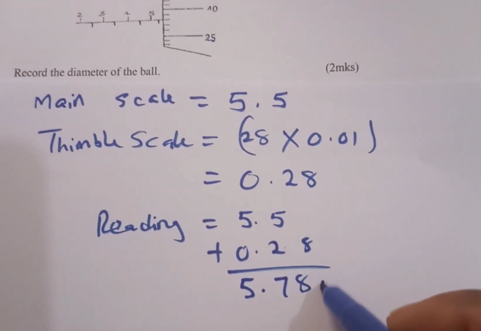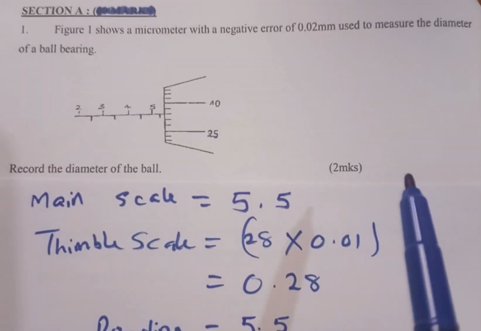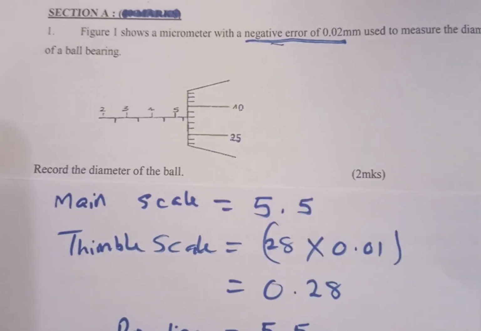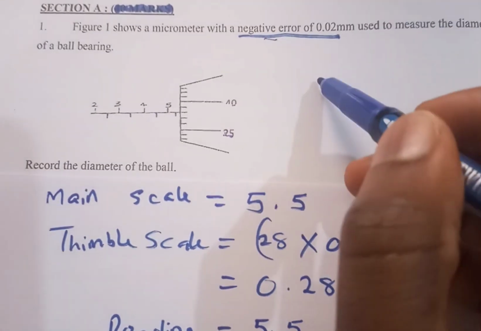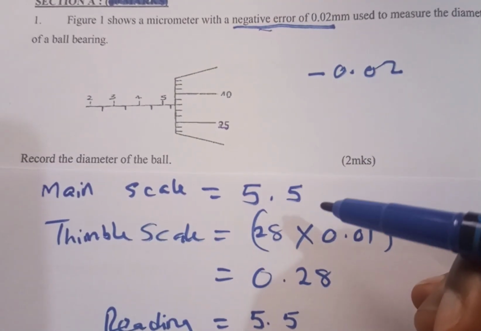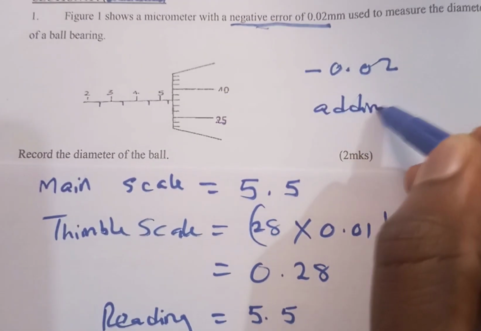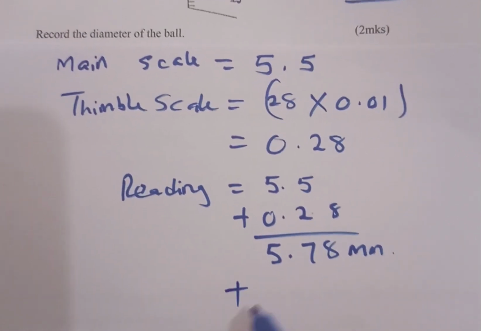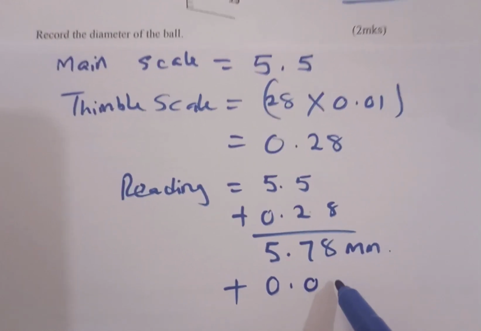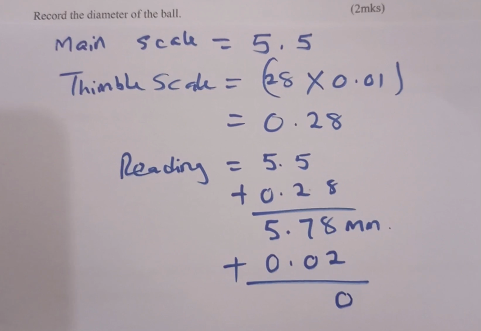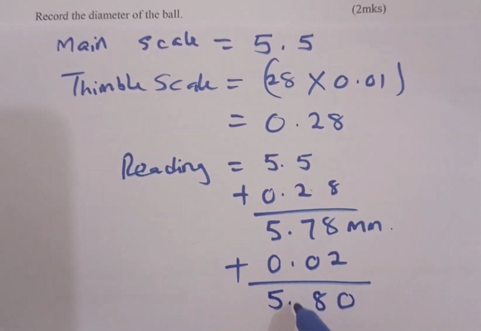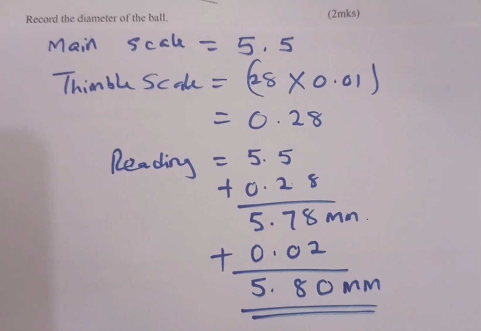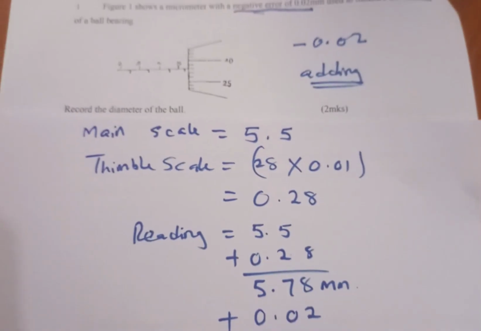But we are told that the micrometer screw gauge had an error of negative 0.02. A negative error is corrected by adding, while a positive error is corrected by subtracting. So it's like we interchange. We are going to add 0.02 to the reading that we already have, and therefore the final reading is 5.80 millimeters. That will be the reading of the micrometer screw gauge in that figure.